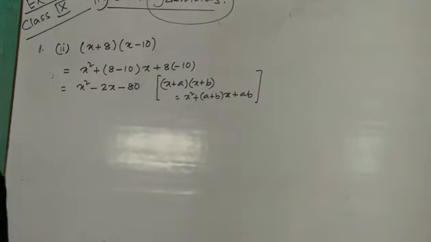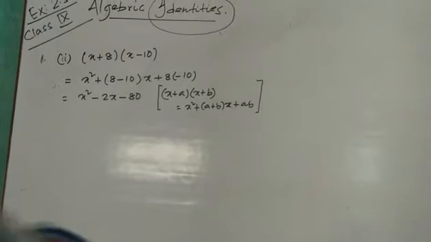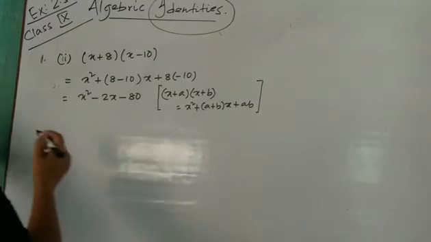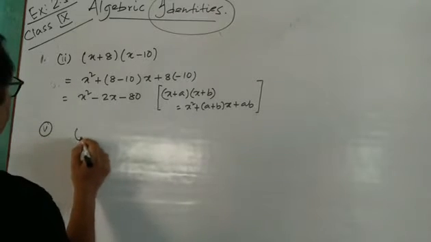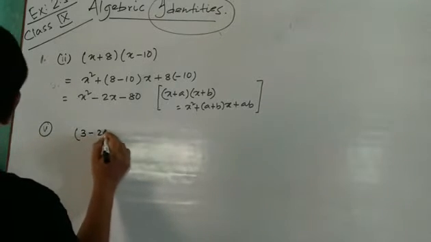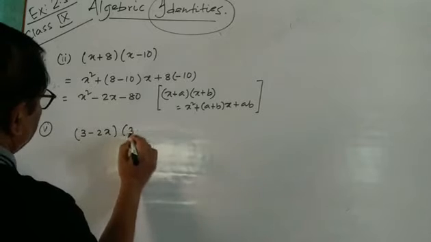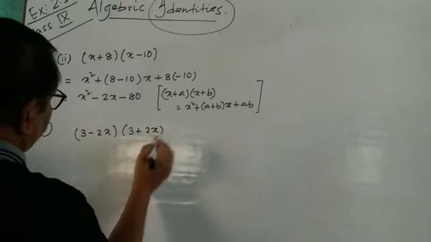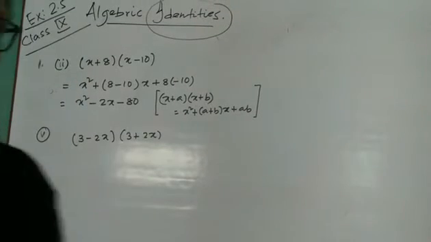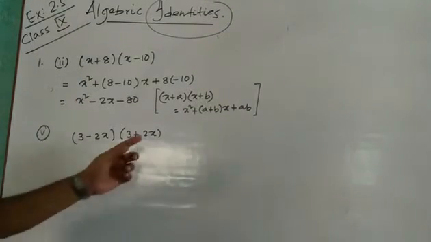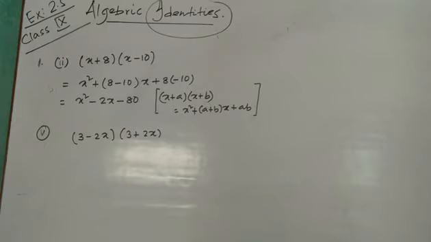This is your question number 2 of first question. One more question, that is question number 5 from question number 1 I will discuss, that is (3 minus 2x) and (3 plus 2x). If you see carefully, the given question reminds you of a minus b into a plus b. That means it is the a square minus b square formula.